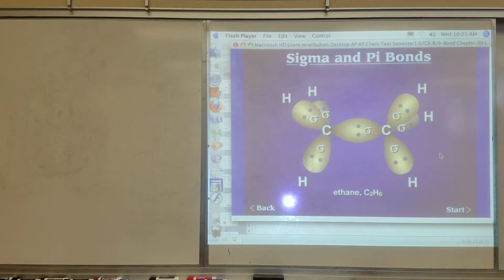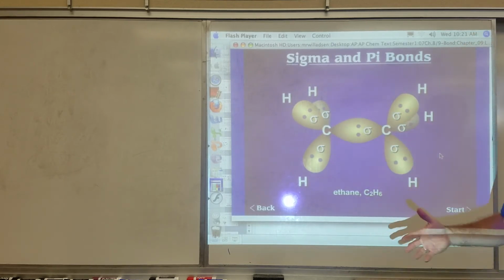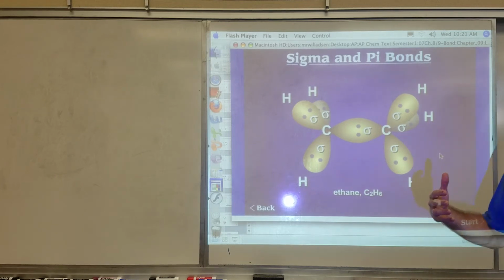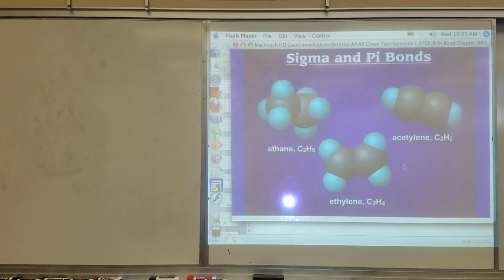So, a good way to think about it: if you have single bonds, like you remember in the Lewis structure, you're just thinking, those are all sigma bonds, because that's the first type of bond that's going to form, an overlap of the orbitals. Okay, let's look at one that has multiple bonds.